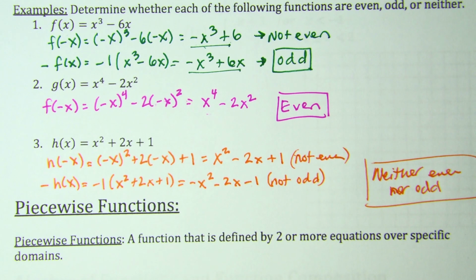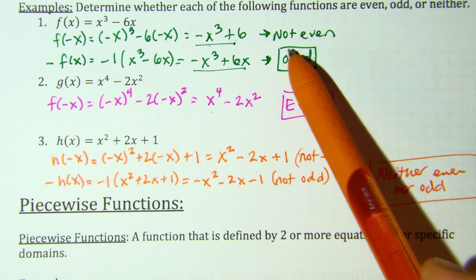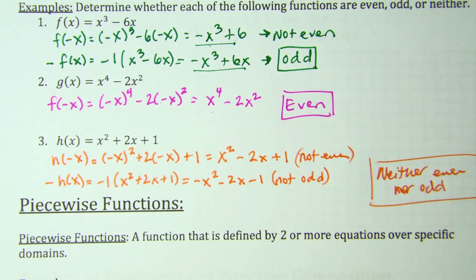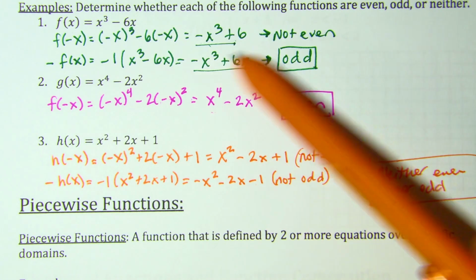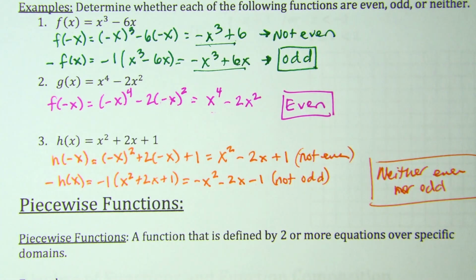On a quiz or an exam, what I would want to see for these kinds of questions is all of the work you're seeing here. Writing odd, even, or neither without any work at all doesn't get you any points, even if you're correct, because anybody can guess odd, even, or neither. What you want to do is make sure you're showing why it's odd, or why it's even, or why it's neither.